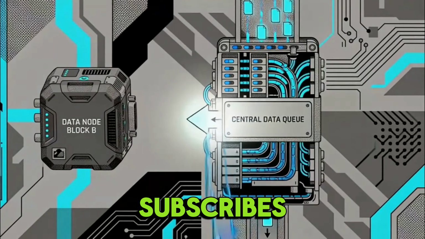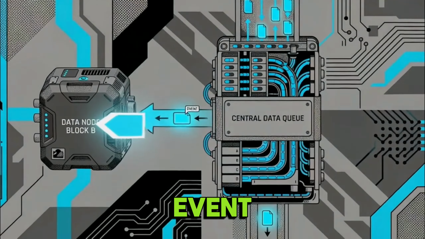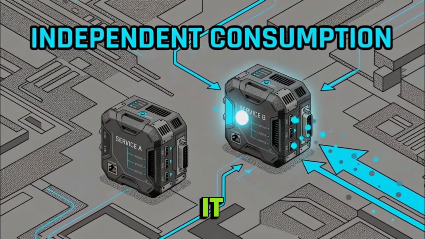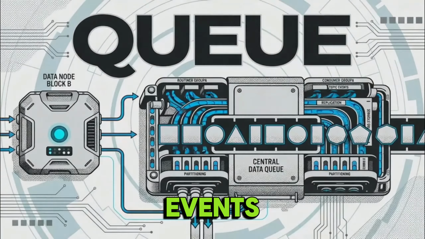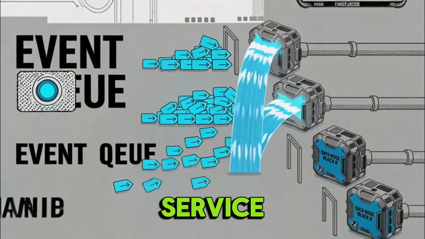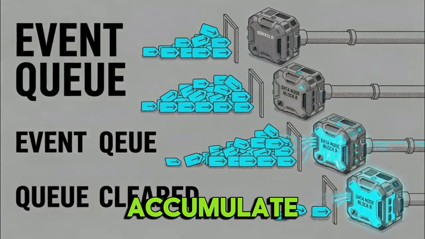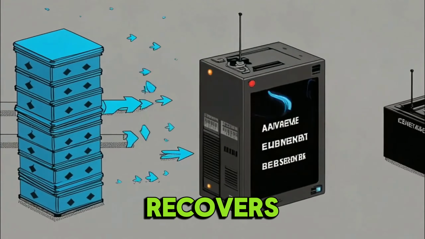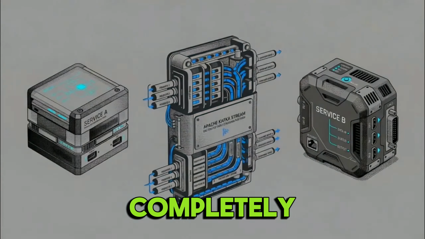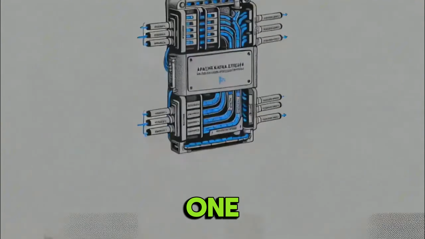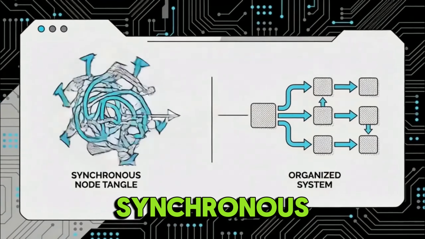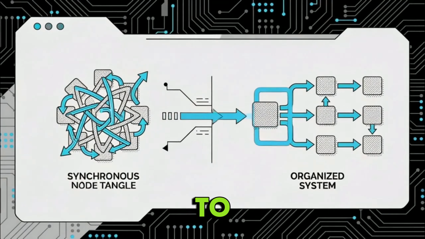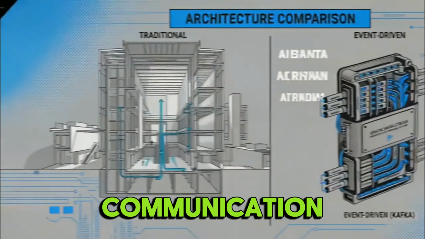Service B subscribes to that event stream. When a new event arrives, Service B processes it on its own schedule. If Service B is temporarily slow, events wait in the queue. If Service B is down, events accumulate and are processed when it recovers. The two services are completely decoupled from each other. Neither one needs to know the other exists. This is the fundamental architectural shift from synchronous point-to-point communication to asynchronous event-based communication.